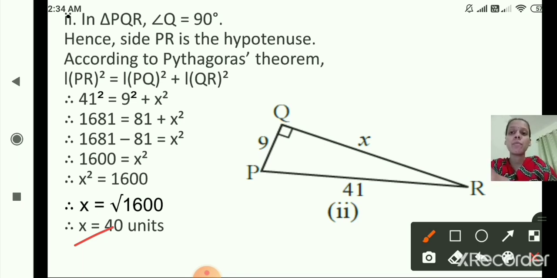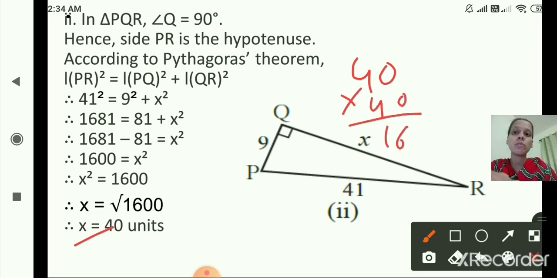Now if we do the multiplication, 40 multiplied by 40, 4 fours are 16, and how many zeros? 2 zeros. See, 40 multiplied by 40 is 1600. So the square root of 1600 is 40. That's why x is equal to 40 units. Why have I written units here? Because no units are given, that is centimeter, meter, so we'll write down units. Hope you are clear with this sum.